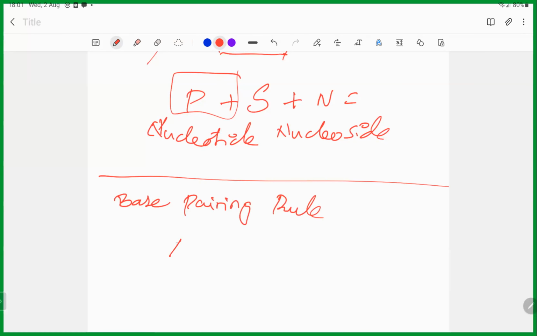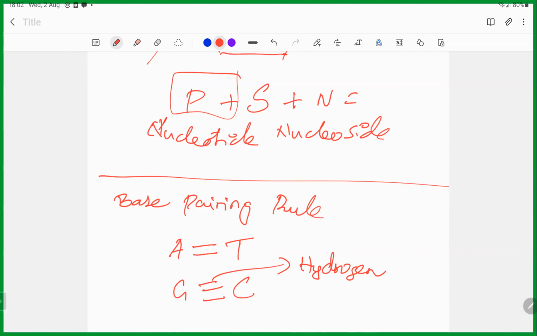See, we saw adenine, right? Adenine always bonds with what? Thymine. So it is called A double bond T. And then guanine bonds with cytosine, so three hydrogen bonds. What is the bond which makes these two bases? Hydrogen bond. Can you understand? So adenine bonds with thymine with two hydrogen bonds. Guanine bonds with cytosine with three hydrogen bonds.